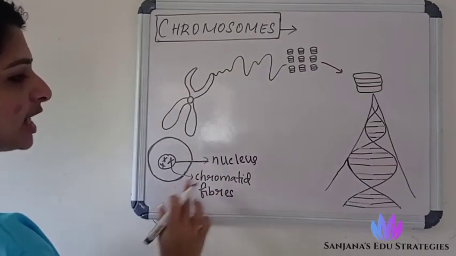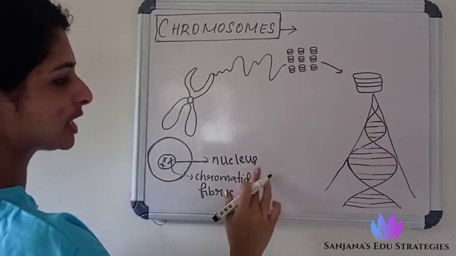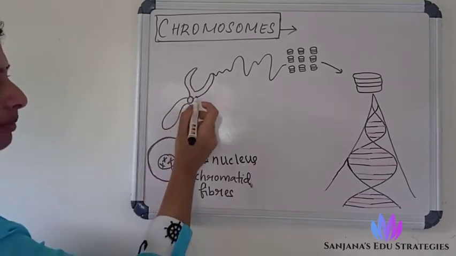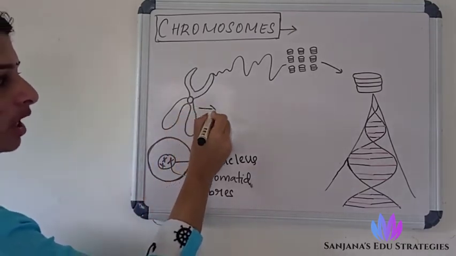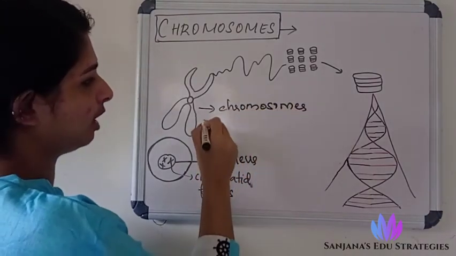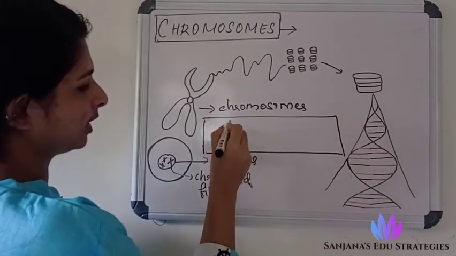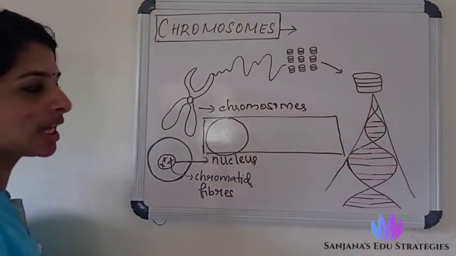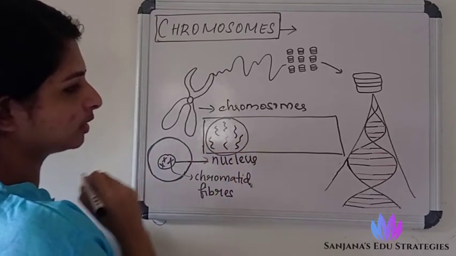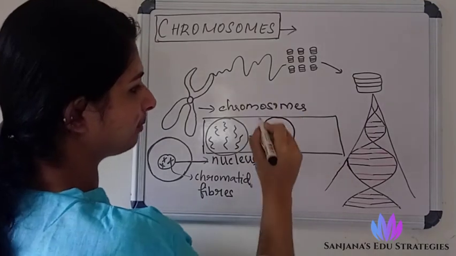This is a nucleus. Inside the nucleus we have chromatin fibers, or you can simply call them chromatids. These chromatin fibers condense and form a chromosome. This is a chromosome. I'll show you how. Within a nucleus, there will be many chromatin fibers. They assemble together.